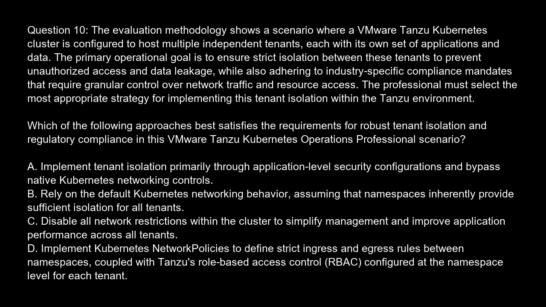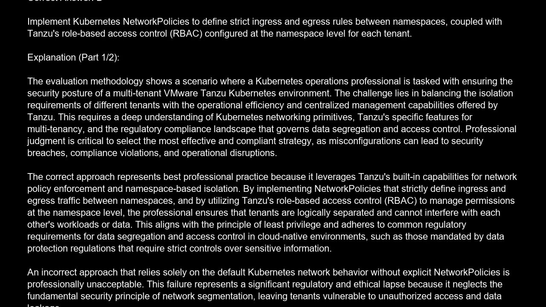Option C. Disable all network restrictions within the cluster to simplify management and improve application performance across all tenants. Option D. Implement Kubernetes network policies to define strict ingress and egress rules between namespaces, coupled with Tanzu's role-based access control, RBAC, configured at the namespace level for each tenant. The correct answer is D. Implement Kubernetes network policies to define strict ingress and egress rules between namespaces, coupled with Tanzu's role-based access control, RBAC, configured at the namespace level for each tenant.